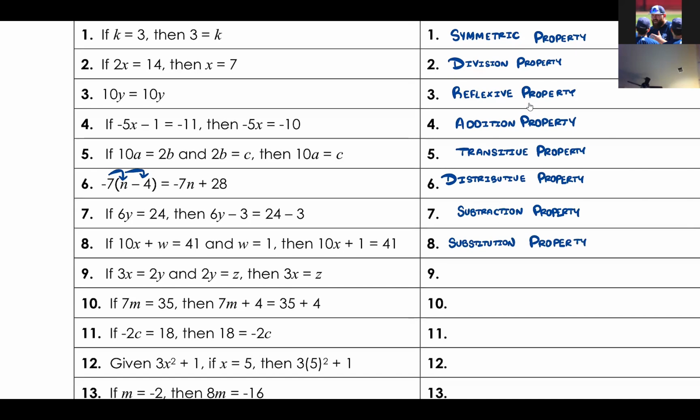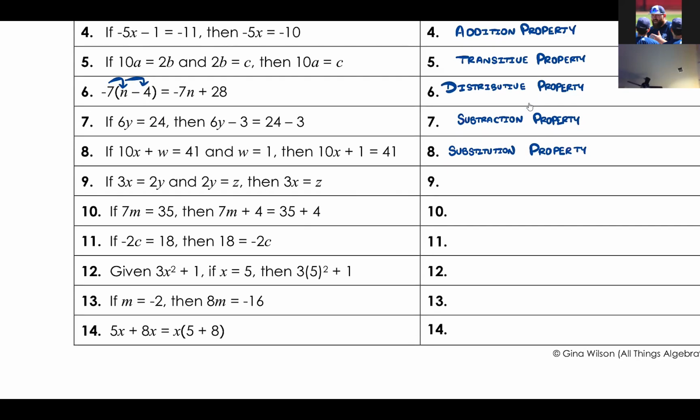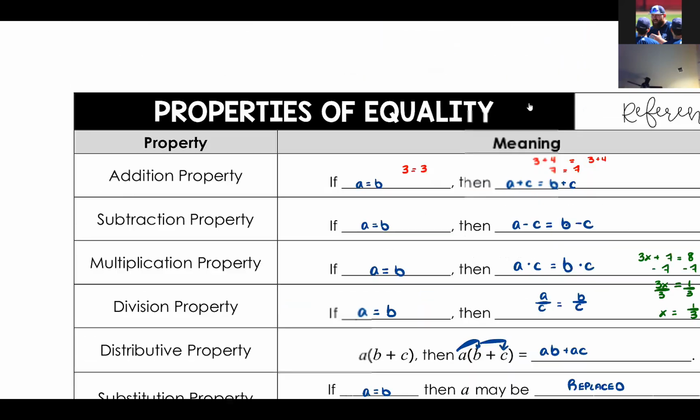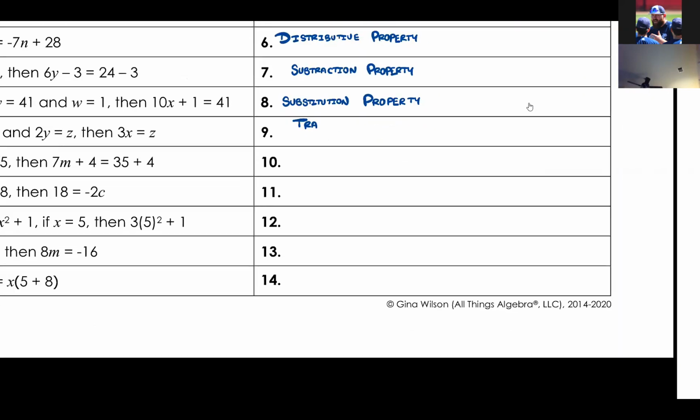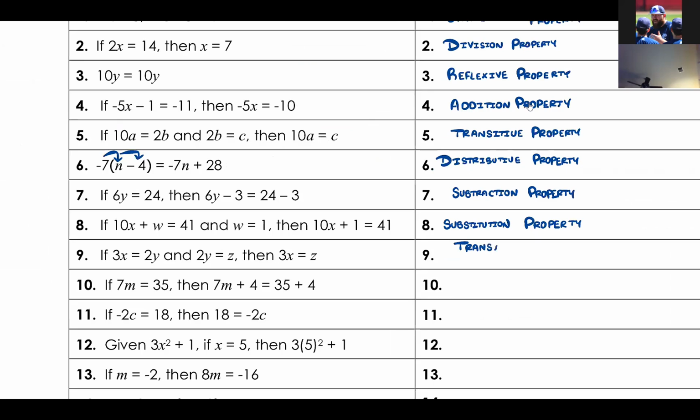Number 9, 3x equals 2y, and 2y equals z, then 3x equals z. What do you think? 3x equals 2y, 2y equals z, then we can say 3x equals z. Why? You're right. It is transitive. They took us down an adventure, and we dropped somebody out of the expression.